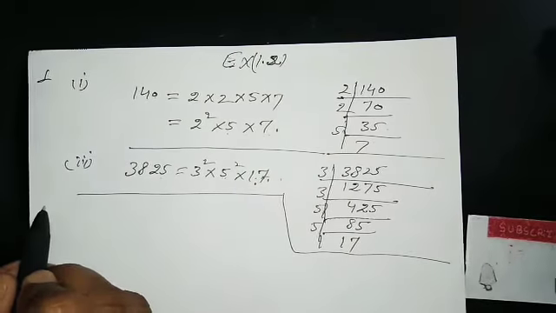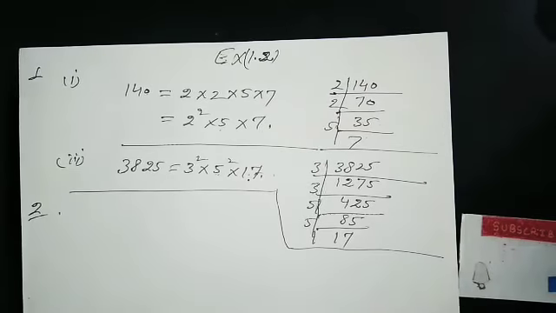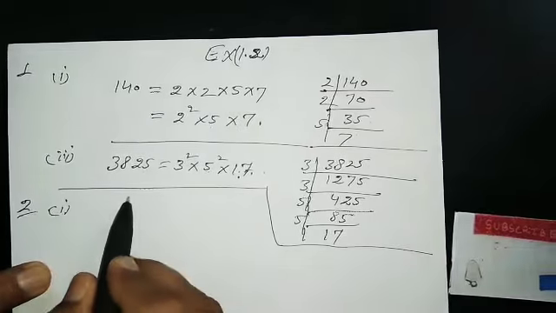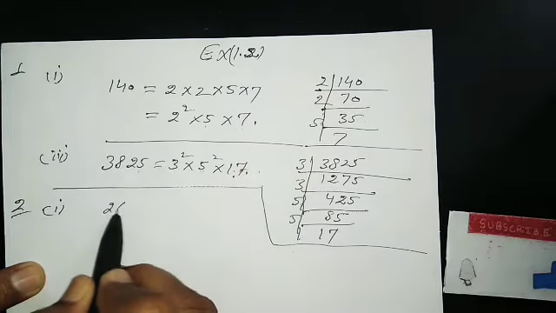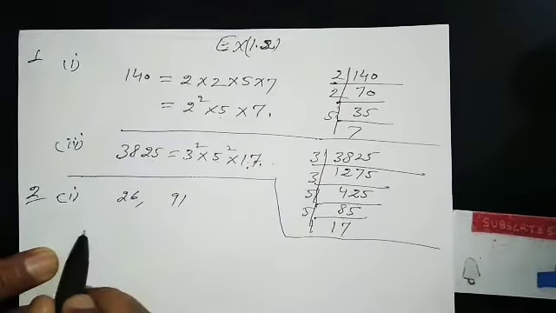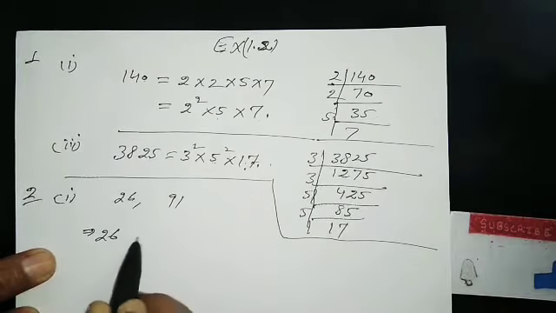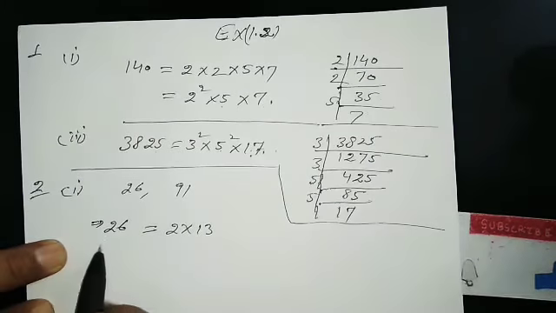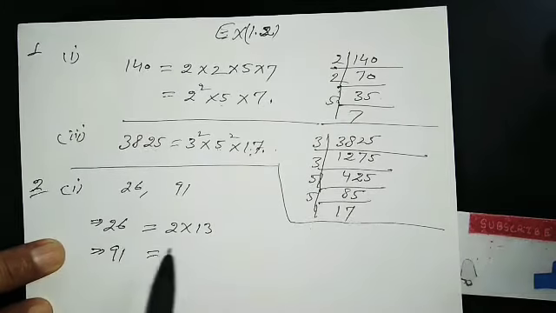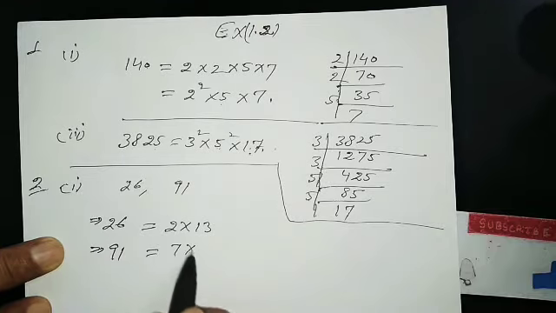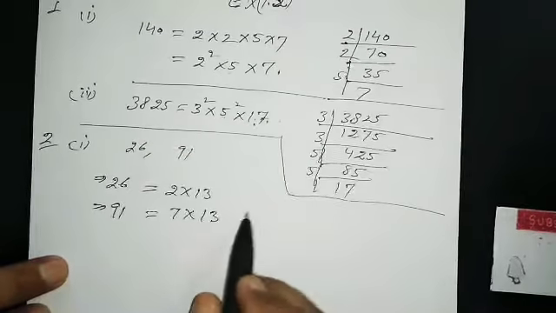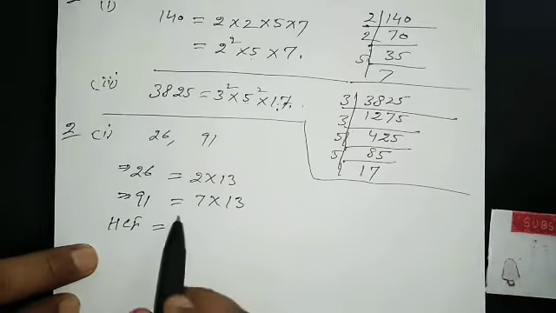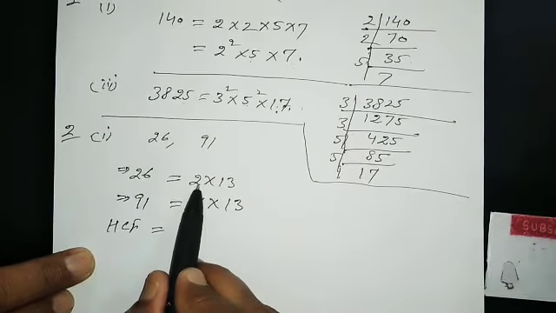Again, the question number 2, very easy. Find LCM and HCF of the following numbers. The first one is 26 and 91. First write 26 as a product of prime factors, that is 2 and 13, and 91 as 7 and 13. Now HCF, as I have told, you have to take the smallest.